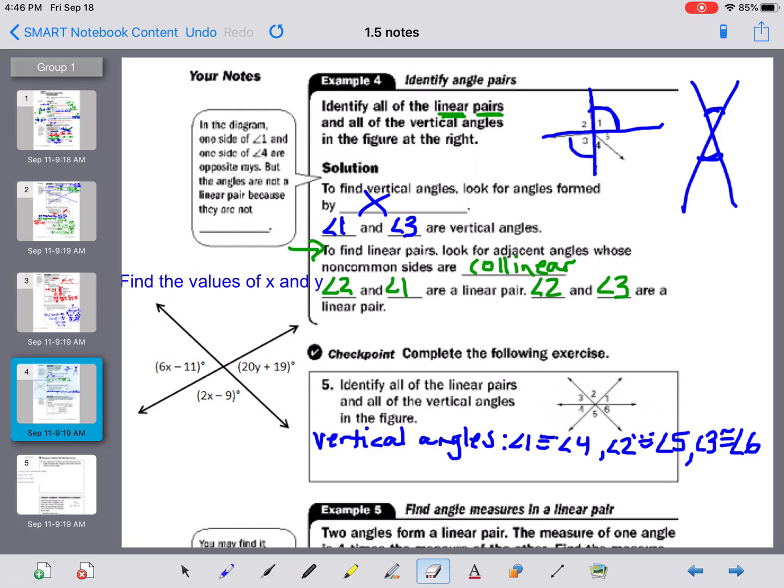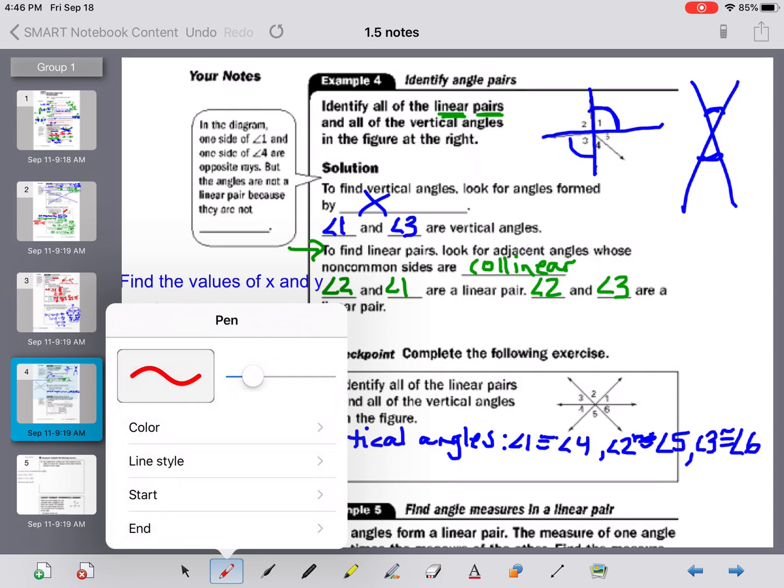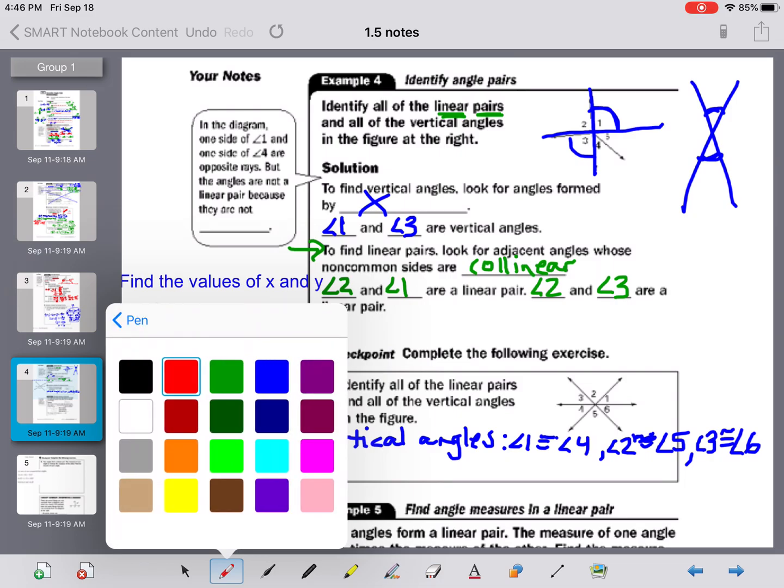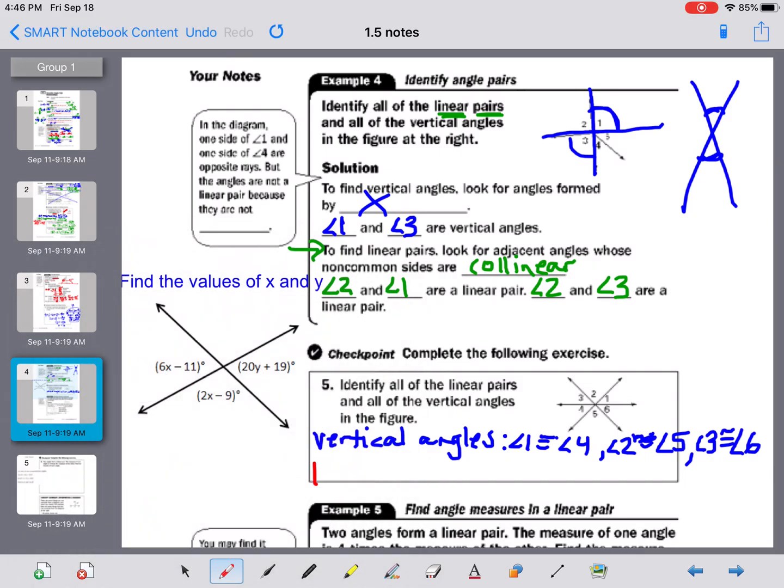Now, remember, these 1 and 4 are congruent, 2 and 5 are congruent, but that doesn't mean that they are congruent with each other as far as 1 and 2 don't have to be, but 2 and 5 have to be, right? Okay, in the same picture, they want us to find the linear pairs. All right, linear pairs. So a pair of angles that create a line. What do we have for linear pairs?